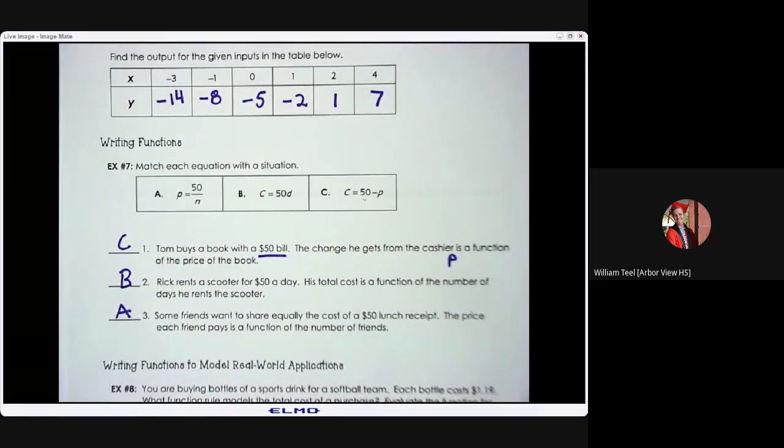So just be careful to look at the situation and figure out: do I have a constant? How am I doing this? Am I dividing? Am I multiplying? That is going to be the giveaway when you're trying to figure out what equation represents that situation.